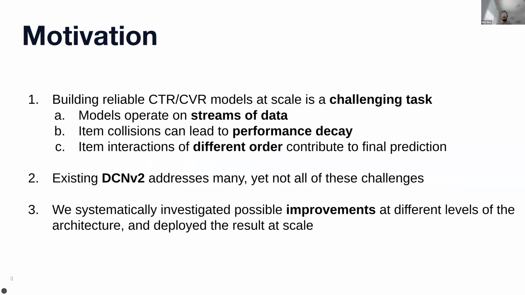In terms of motivation, we can say the following. CTR and CVR models and building them is a challenging task. Normally, these models operate on streams of data, and because we use the hashing tricks, item collisions can lead to performance decay. Interactions between different items, and especially different orders of these interactions, contribute differently to the final prediction. Existing DCN V2 addresses many, but not all of these challenges. We systematically investigated possible improvements, and we present these improvements in this work.